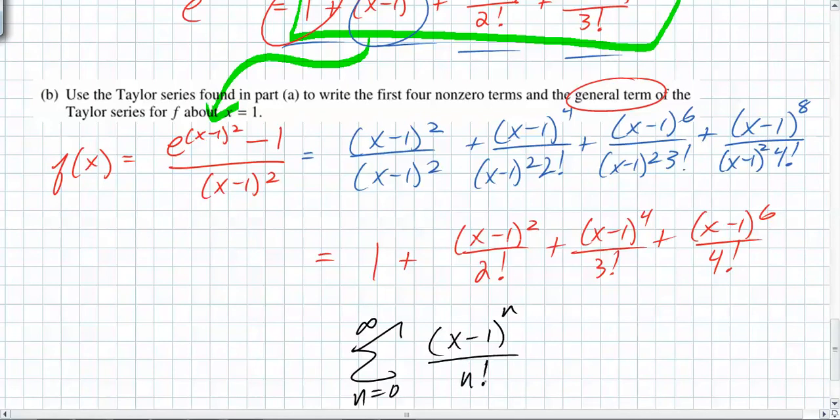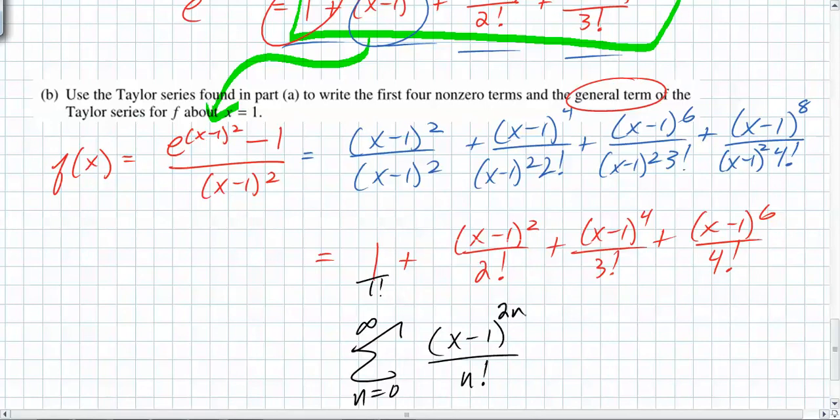Right. Close, but it doesn't quite work. It's almost there. The n factorial works, right? And the x minus 1 is there, but the power doesn't. It goes 1, 2, 4. It goes 0, 2, 4, 6, 8. Those are all what numbers? 2n. So this needs to go away and make it 2n.